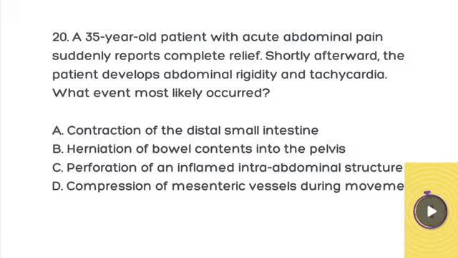So C is the correct answer. Sudden relief means that there is rupture, peritoneal irritation. That's why we have tachycardia and rigidity. A is incorrect because contraction does not cause rigidity. B is also incorrect because herniation causes persistent pain, not relief and then worsening. D is also incorrect because vessel compression does not really cause scarring.